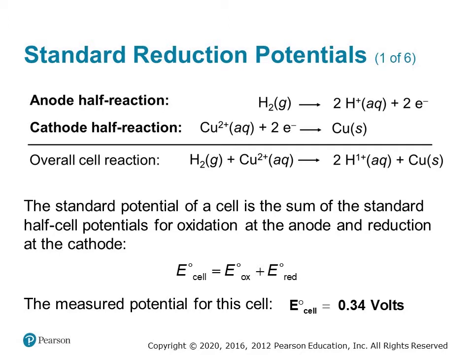We're still going to use the same copper reaction for the cathode, but for the anode, we're going to use the oxidation of hydrogen gas into H+ ions in aqueous solution. The standard cell potential for this reaction, or any reaction for that matter, is the sum of the standard half cell potentials, the cell potential for the oxidation at the anode, plus the cell potential for the reduction at the cathode. So the cell potential is just the two half cell potentials added together. In the case of this particular reaction, the cell potential is positive 0.34 volts.